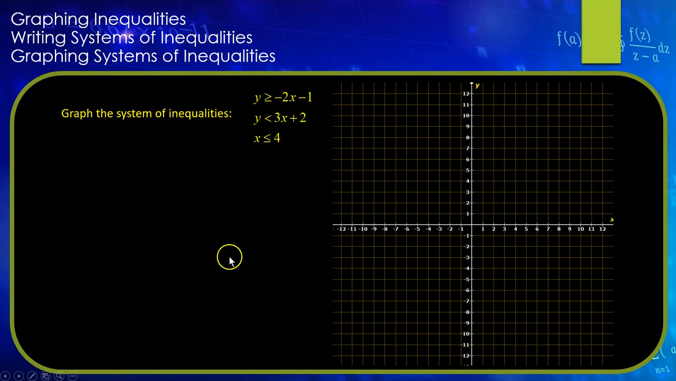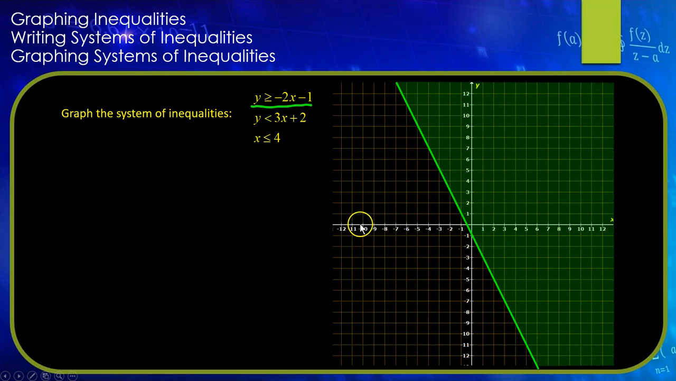So first I'm going to graph y is greater than or equal to negative 2x minus 1. To explain here, negative 1 is the intercept. It has a slope of negative 2, or negative 2 over 1, so it's either up 2, left 1 or down 2, right 1. It's a solid line because of the equal to. And because it's greater than, if I'm at the line, I'm going to shade above it, things that are above that line or moving up on the y-axis.